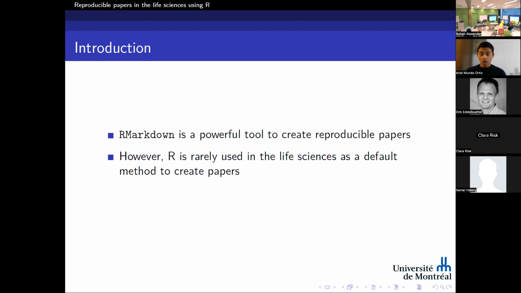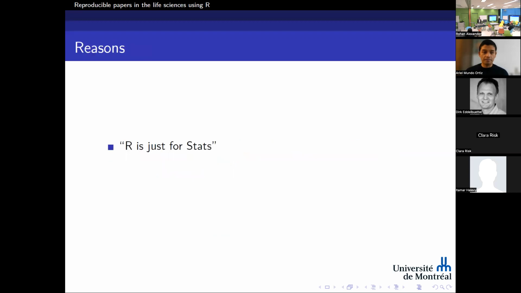When you look in biology or biomedical engineering, people don't use R to create papers. They typically use other tools, and it's not the default method to create papers. So at the beginning, I was wondering, why does this happen? Why don't people use R? Because once you use it, you realize how good it is, but most people don't use it.